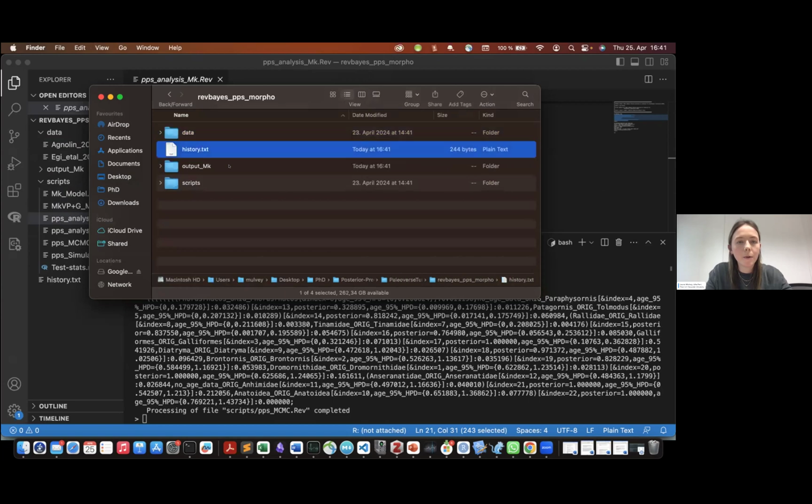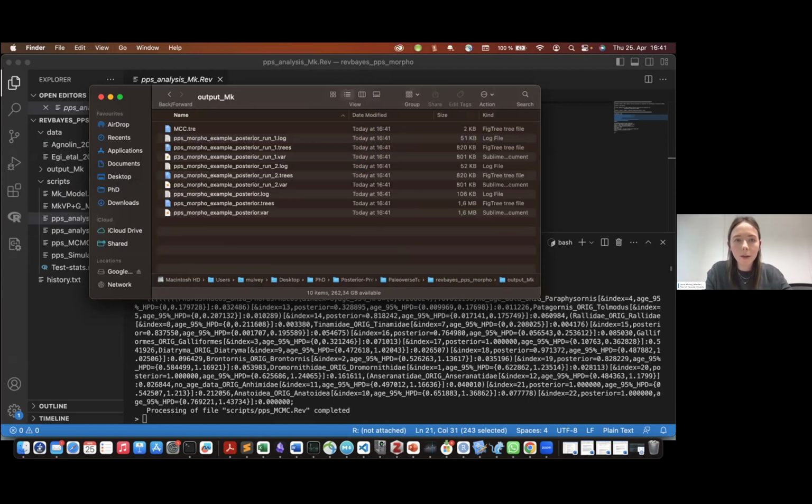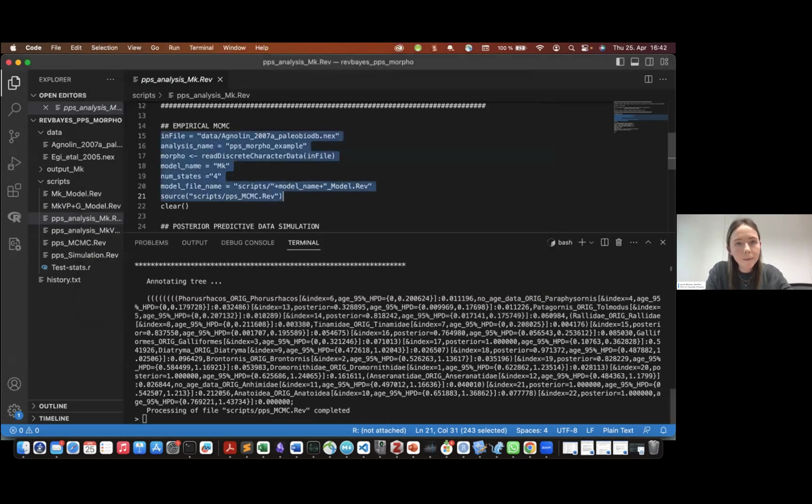You can see there should be this output of the MK model that we just tested, and then you end up with different log files, because we have two separate runs just to help make sure that everything's converged. And then we have our .tree file, which is our posterior distribution of trees, our log file, and this .var file, which is quite specific to this analysis. That's the sample that we took from the posterior that we used to simulate, and then our MCC tree.